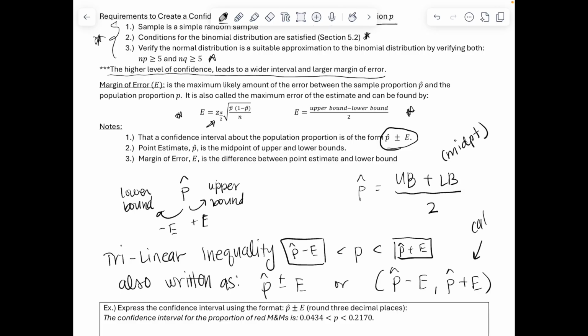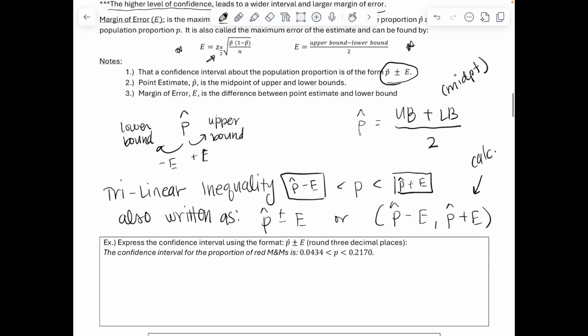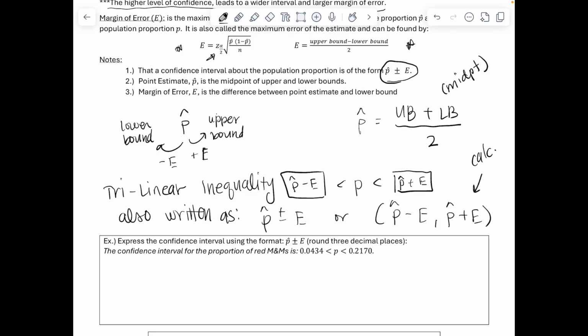The last one is how the calculator will give us our answers, and so a lot of students will typically do this on any kind of written assignment. The example right below says express the confidence interval using the form p hat plus or minus e, round 3 decimal places. It says the confidence interval for the proportion of red M&Ms is, and they give us a value here, and so p is going to be between 0.0434 and 0.2170.